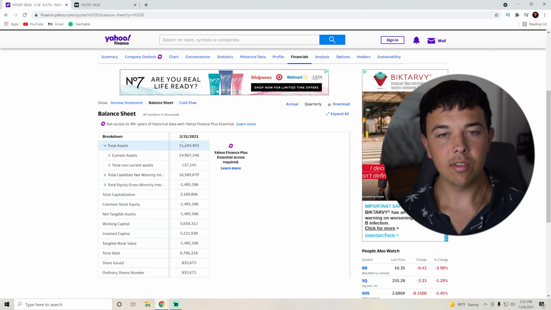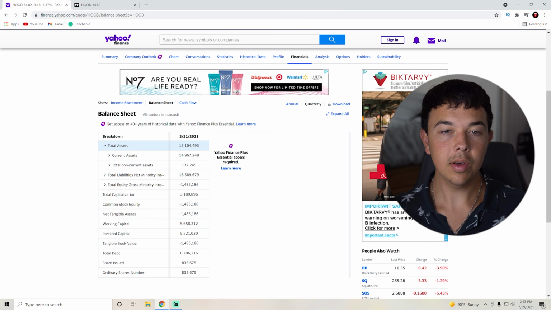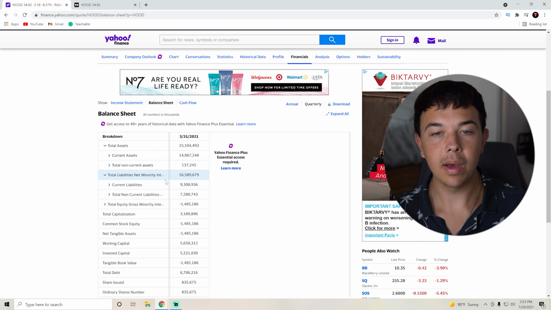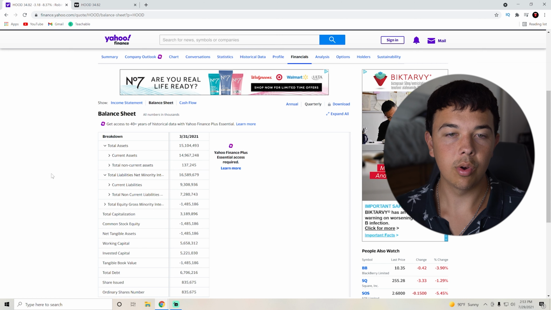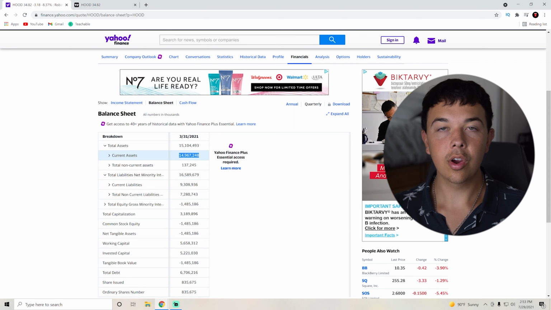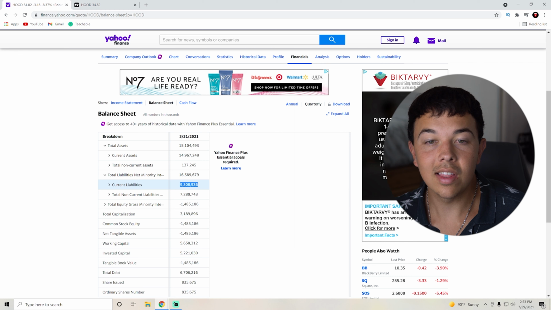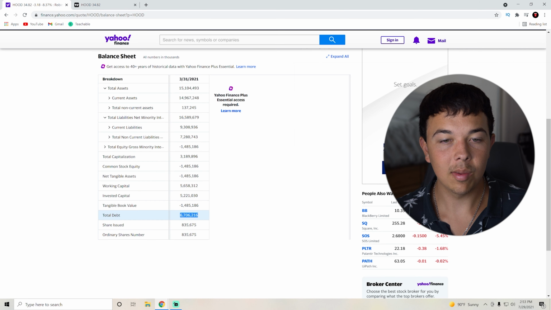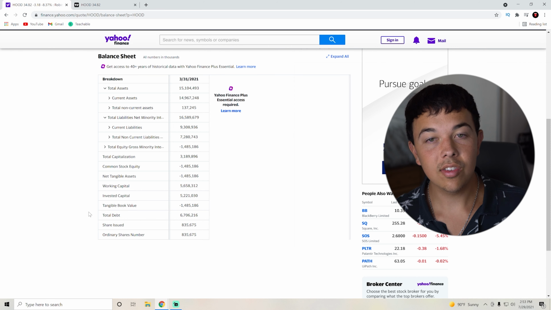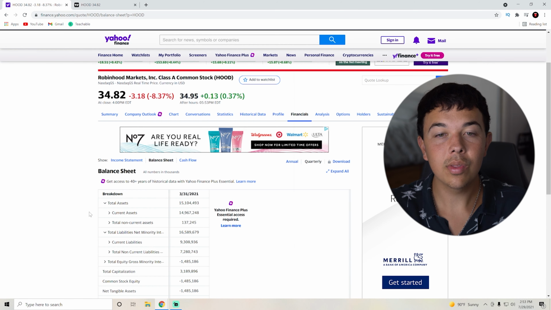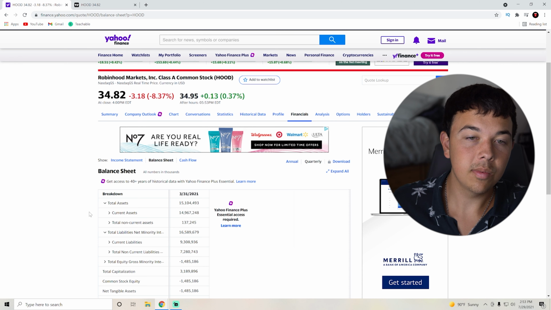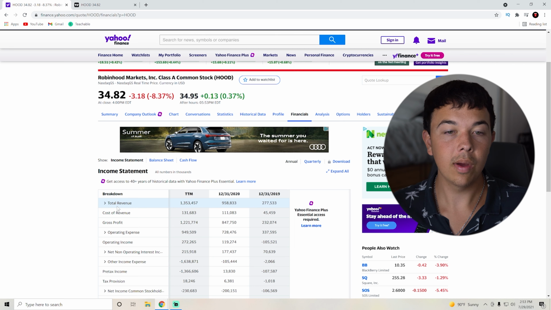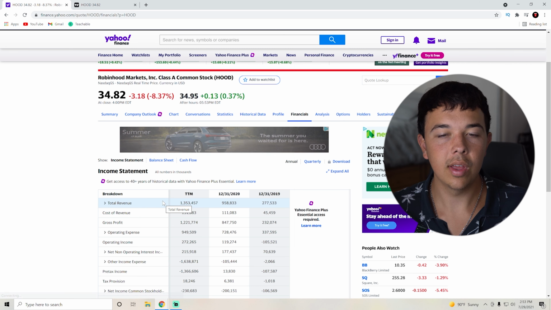If we take a look at their latest balance sheet, you can see here that they do have total assets of about $15 billion. In terms of total liabilities, they have about $16 billion. Although their current assets are more than the current liabilities, and that is something I like to see, they do also have $16 billion in debt, which is not too good of a position. So I don't really like where their balance sheet is at. But in terms of their income statement, I do like how much revenue they have, and that their cost of revenue is very low.